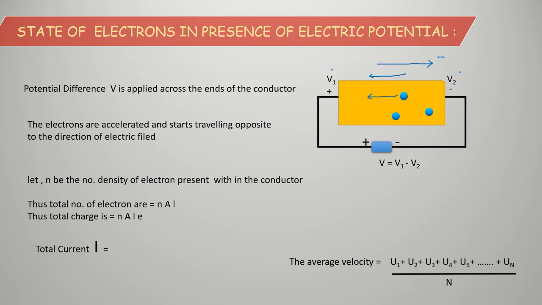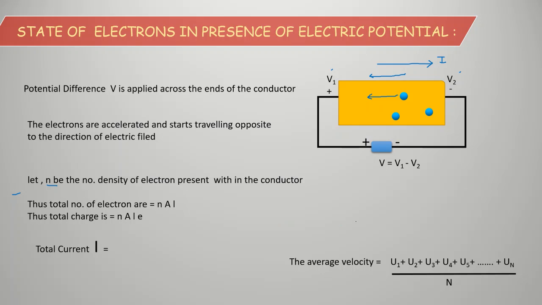So this will be the direction of the movement of electron, and the opposite direction will be the direction of the flow of current. So with the application of the potential, the electron starts accelerating and moving from the negative end to the positive end, and current is produced. So let's study what will be the number density of electron. We consider small n as the number density of electron.